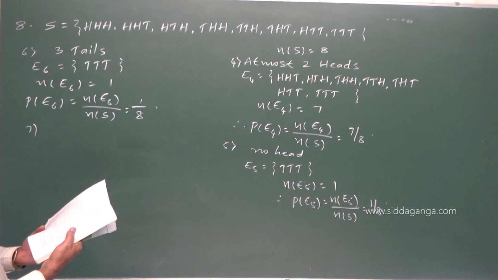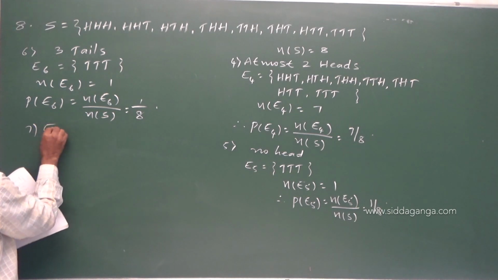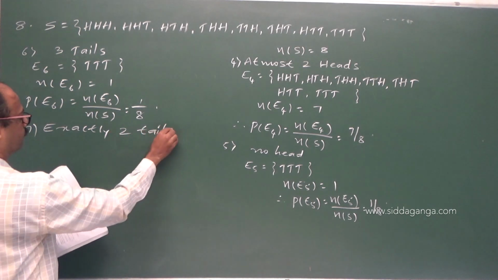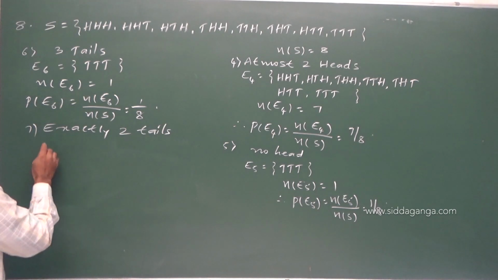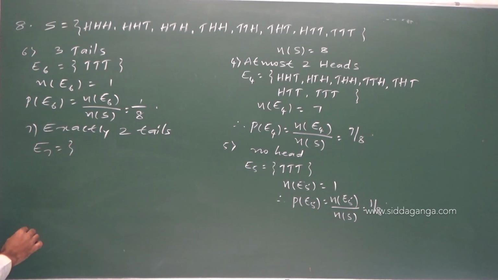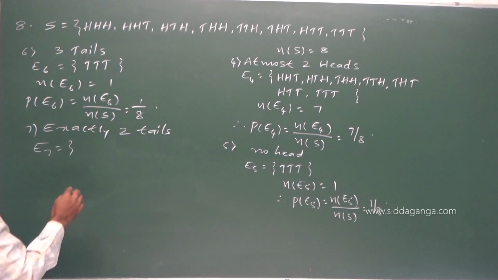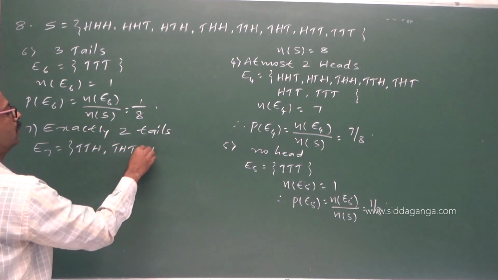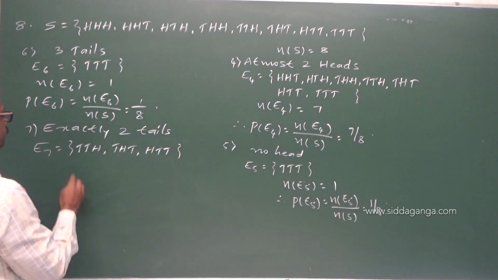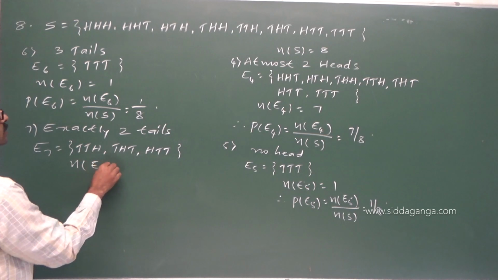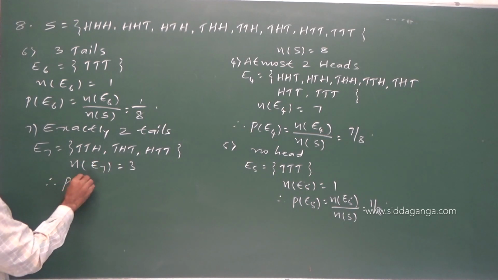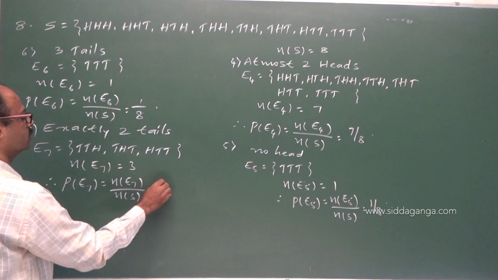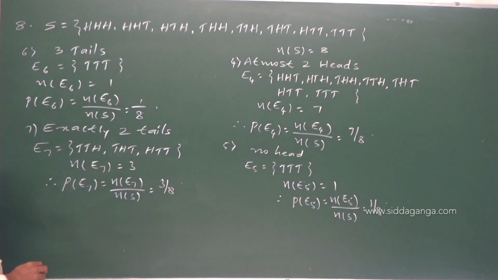Next, number 7, exactly 2 tails. You can call it as event E7. Event E7 is equal to TTH, THT, HTT, like this. n of E7 is equal to 3. Therefore, P of E7 is equal to n of E7 divided by n of S, which is equal to 3 divided by 8.